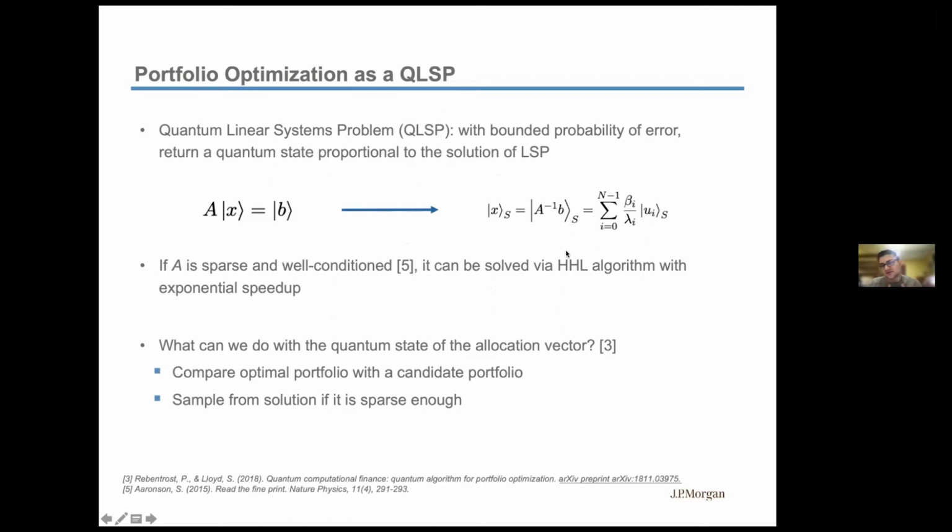Because HHL was originally designed for Hermitian matrices, you can also do variants in which you deal with non-Hermitian matrices, non-square matrices, and so on, like singular value estimation decomposition. But here, because it's Hermitian, we can decompose it into an orthonormal basis of eigenvectors. Effectively, B can be decomposed into this basis, and then the inversion consists of inverting the eigenvalues. This can be done using HHL.